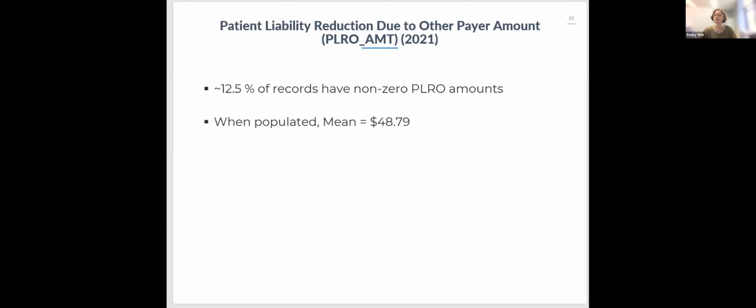About 12.5% of all records in the 2021 PDE had non-zero PLRO amounts. And when populated, the mean was about $49.